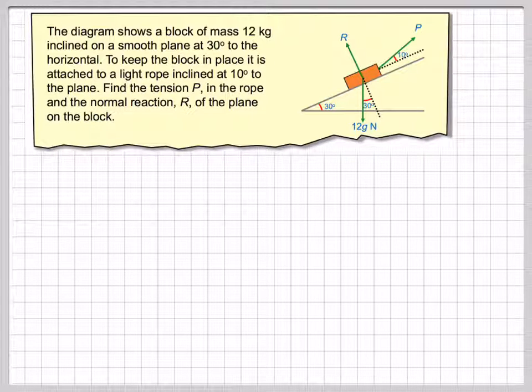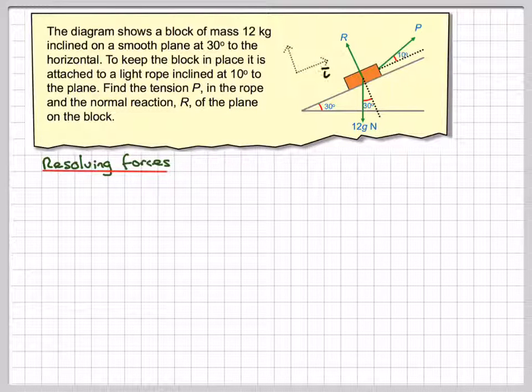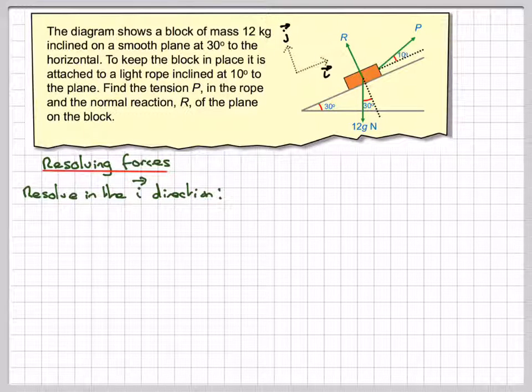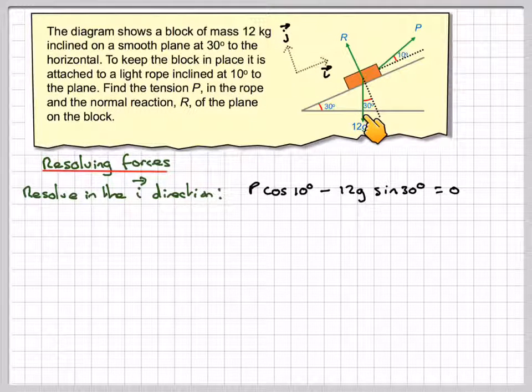Right, there are several different ways of doing this problem. First we're just going to do it by resolving forces. So if we have the i going this way in line with the slope of the plane, and then j will be perpendicular to it. So resolving in the i direction, we're going to have P cos 10 minus 12g sine 30, which is going to be this one here, and that's going to be equation 1.